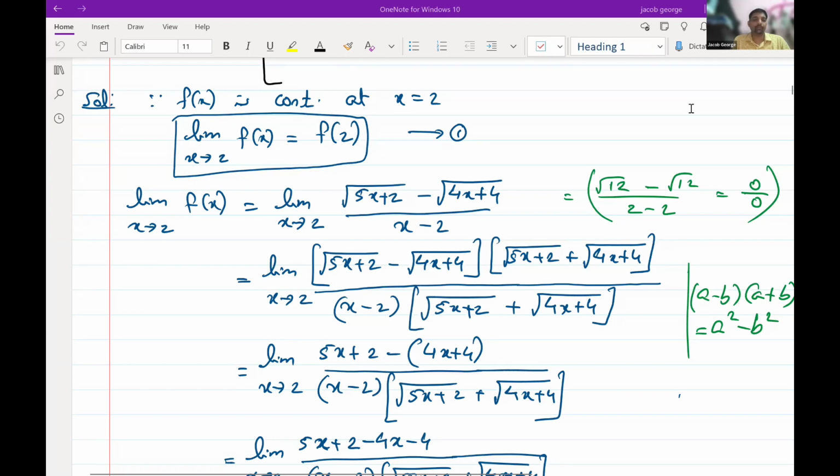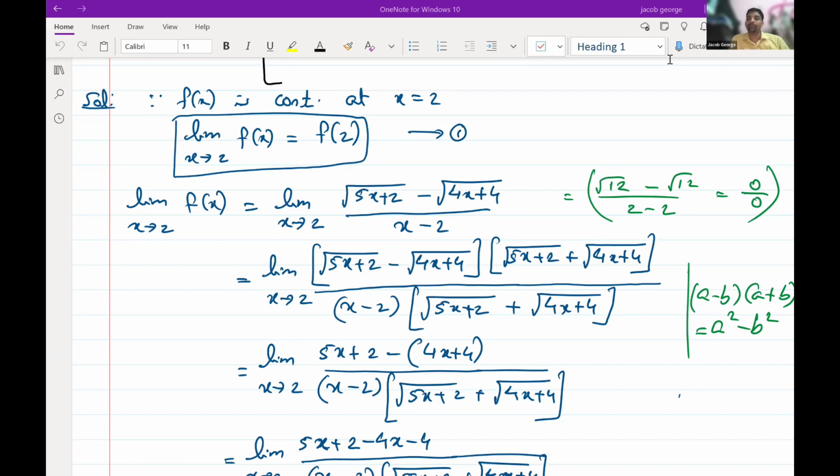Yes, are you following, children? Yes, sir. 0 by 0 is not defined. So when it is not defined, we have to search for alternate methods. Here the alternate method for root questions is to multiply by the conjugate.